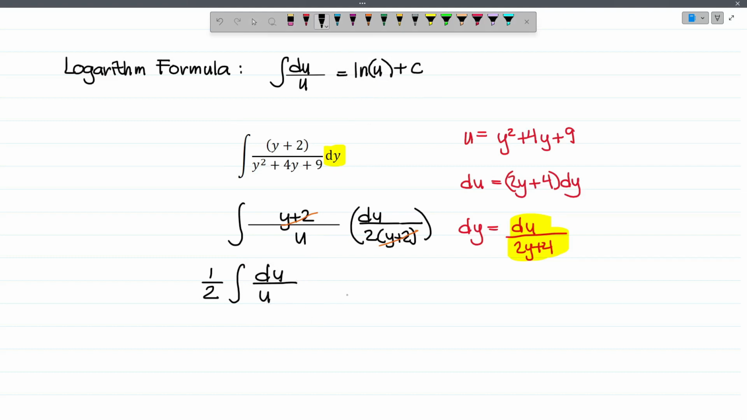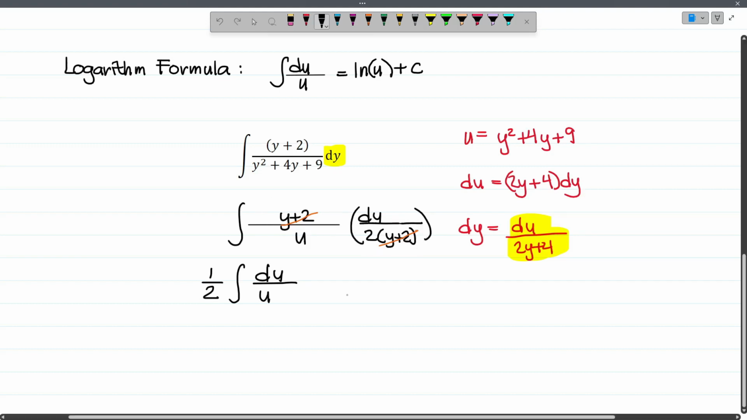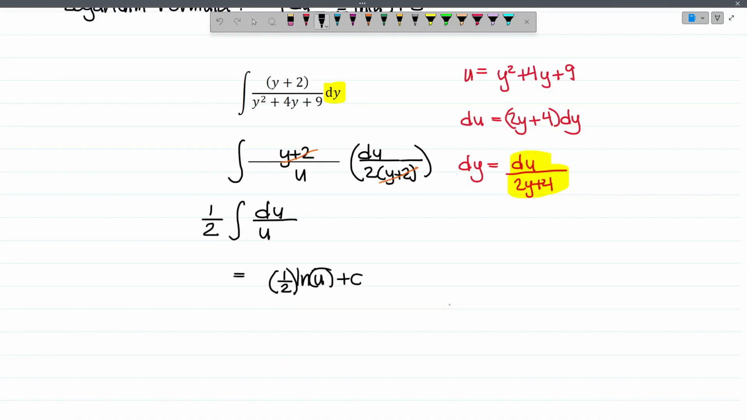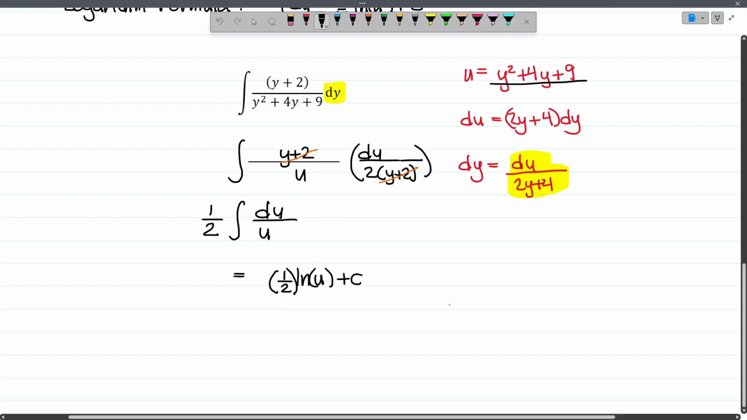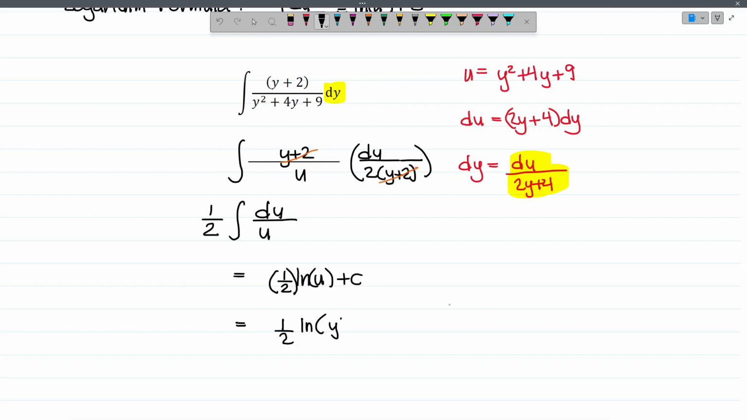Now, just to reiterate, it is always our goal to eliminate all unwanted variables. That's why we factored this out in order to cancel this one. And so moving on, integrating du over u, we have ln u and then plus c. And then let's not forget our constant term. So this is actually times 1/2. But then we need to substitute back our original equation. And so our u here will become y squared plus 4y plus 9. And so this will be 1/2 times ln, and then we have y squared plus 4y and then plus 9. And then let's copy plus c. And so this is our answer.